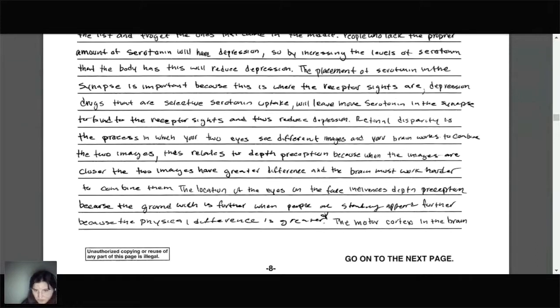This relates to depth perception because when the images are closer, the 2 images have greater difference and the brain must work harder to combine them. Location of the eyes on the face influences depth perception because the ground... Ooh, having a hard time reading that one. Further, when people are standing apart, they appear further because the physical difference is greater. Yeah, the handwriting's a little rough.